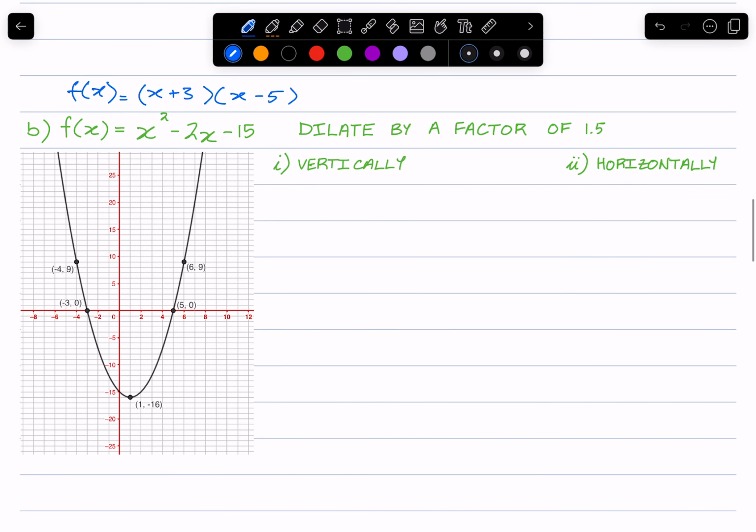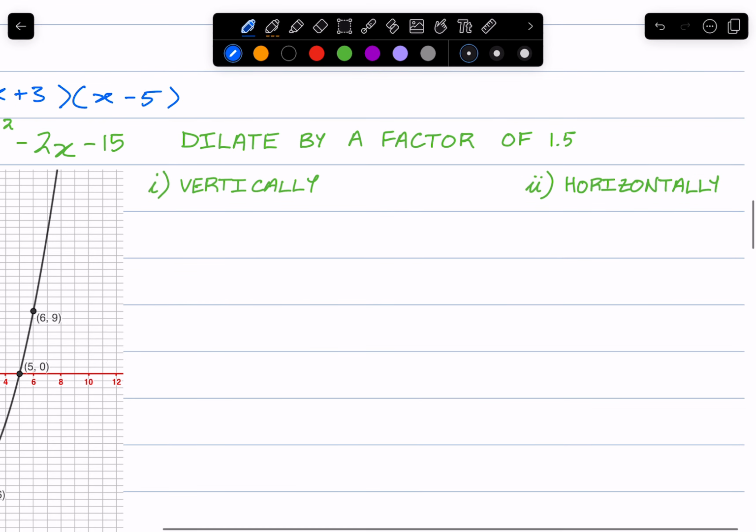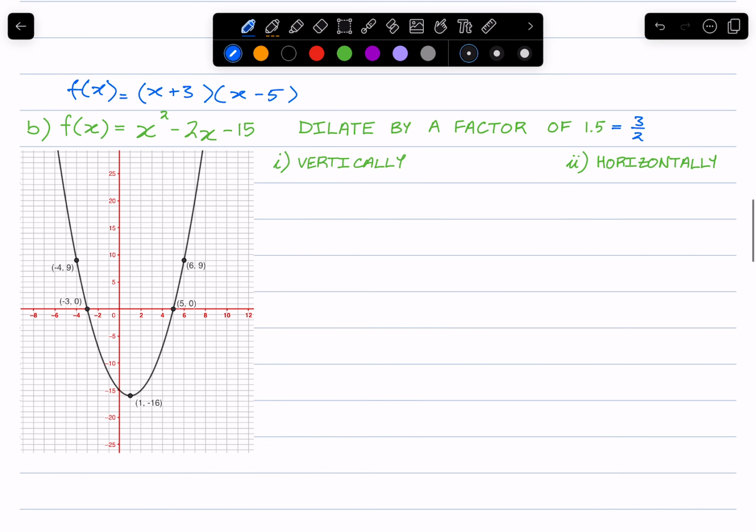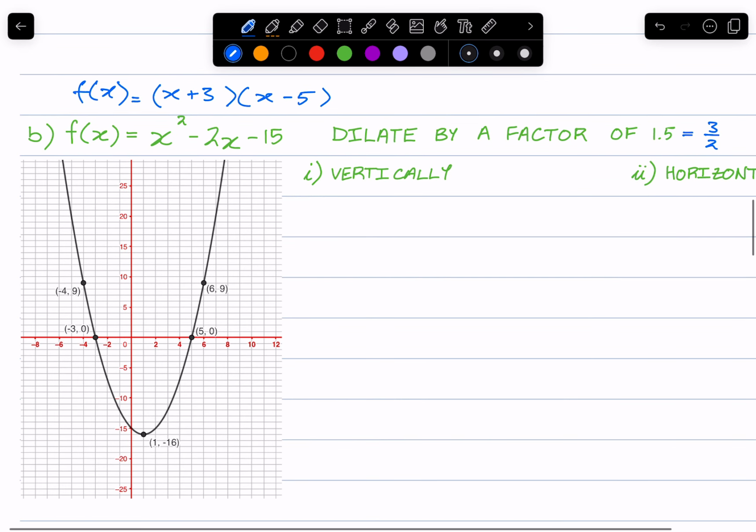So now to dilate this vertically by a factor of 1.5, you can do this with a decimal. But I'd like for you to think of this as 3 over 2. And you'll see why thinking of it this way will improve your algebraic techniques. But also for later on, you'll see how it'll work out.